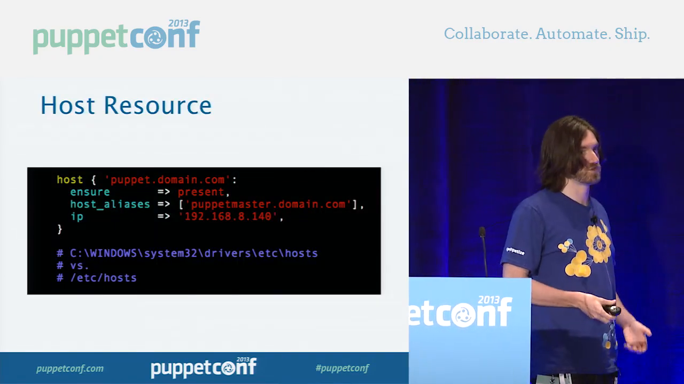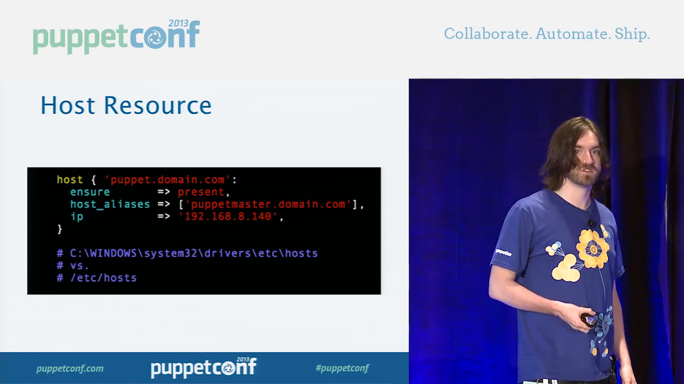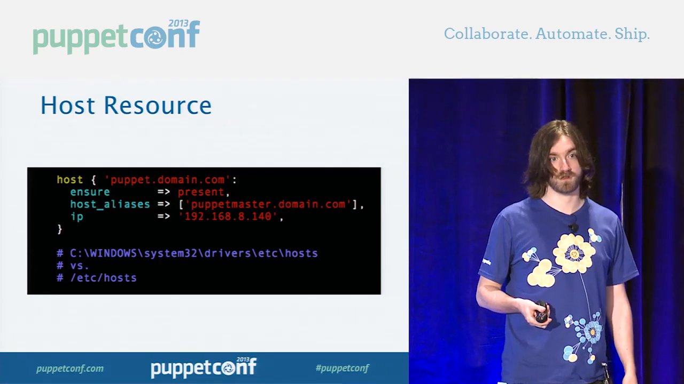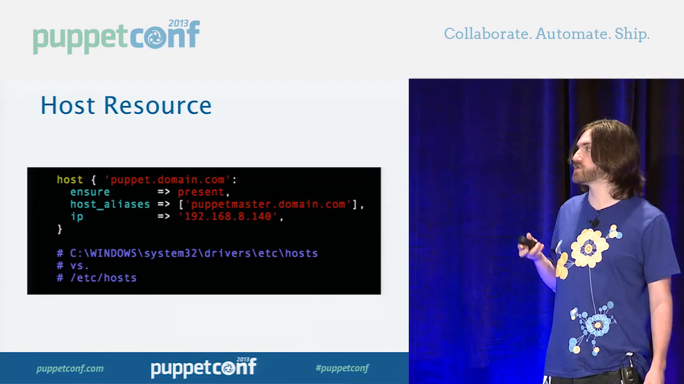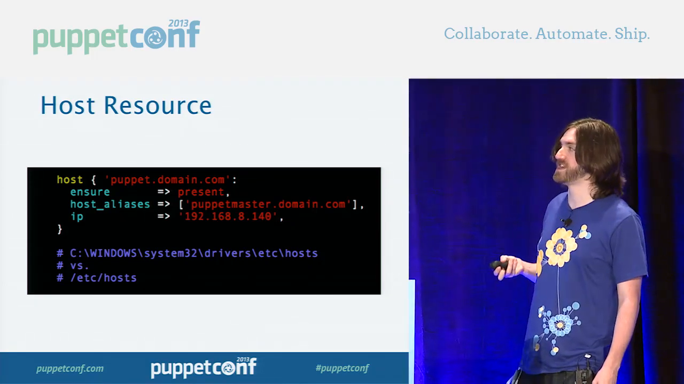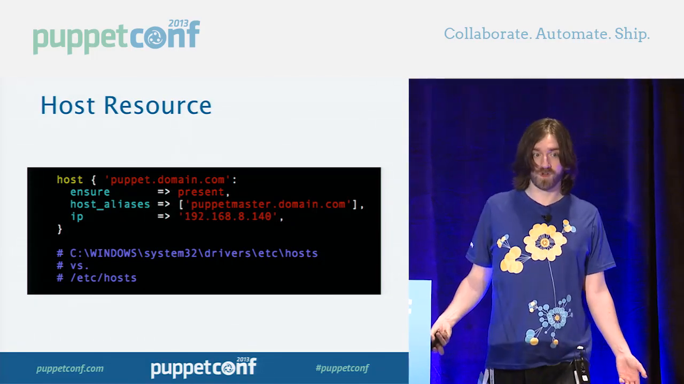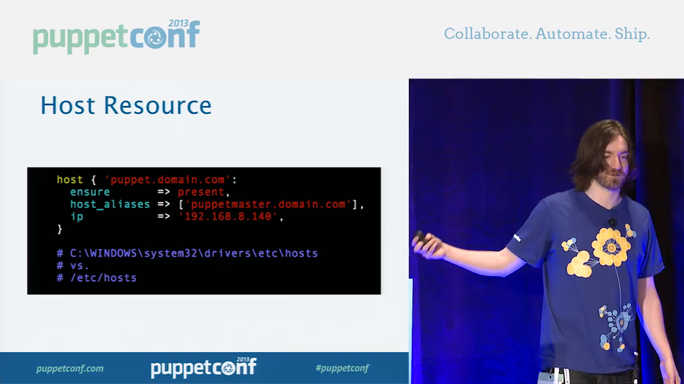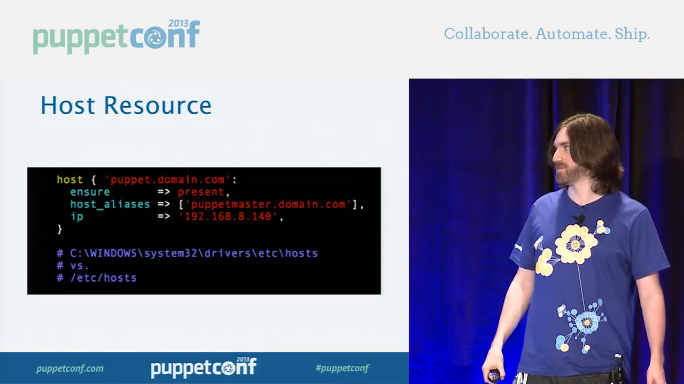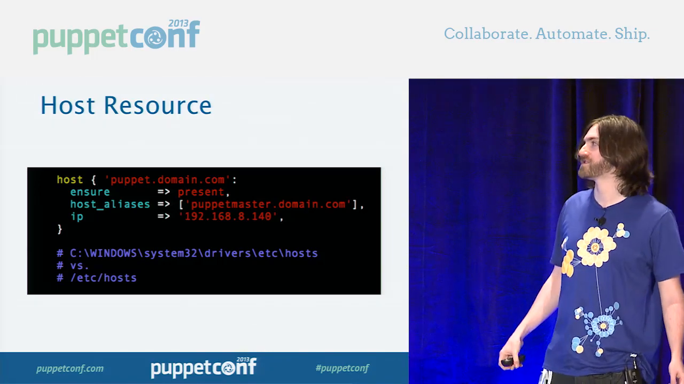For instance, take the host resource. This is one of our native resources that manages DNS hosts on a machine. On a Linux machine, this will edit lines in your /etc/hosts file. Whereas on Windows, it just edits your C:\Windows\System32\drivers\etc\hosts file. The only problem with Windows here is that they have ridiculously long paths for some reason.